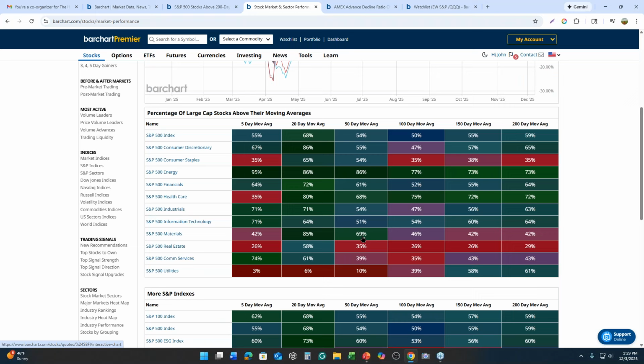69% of the stocks in the materials sector are above the 50-day moving average. But if we look at it from the long term, the health of this trend, it's only 42% above the 200 days. So what we're seeing here in the intermediate is a positive breadth that could be telling us that we might start seeing positive price action.